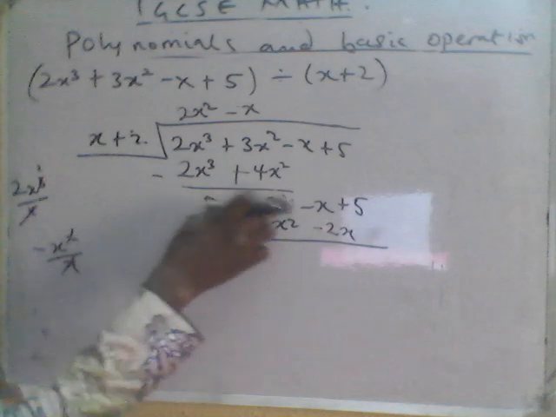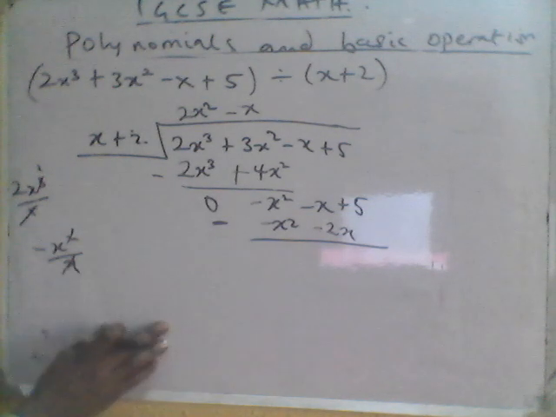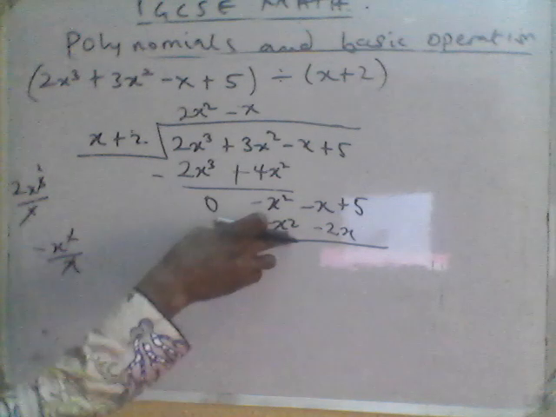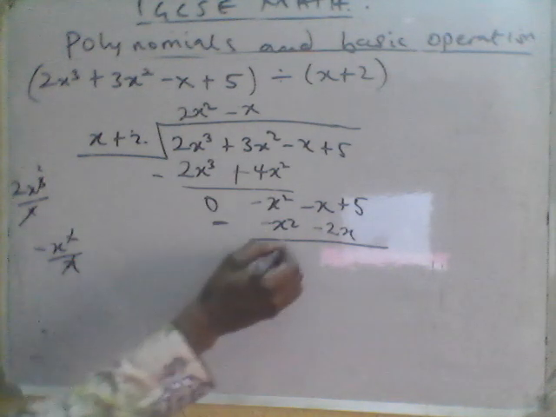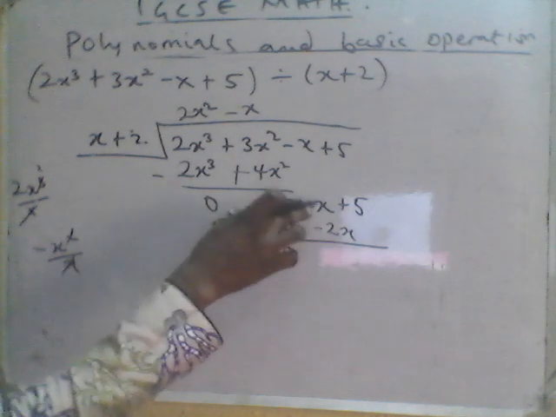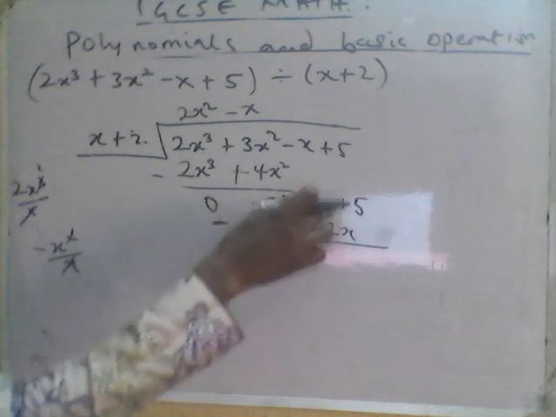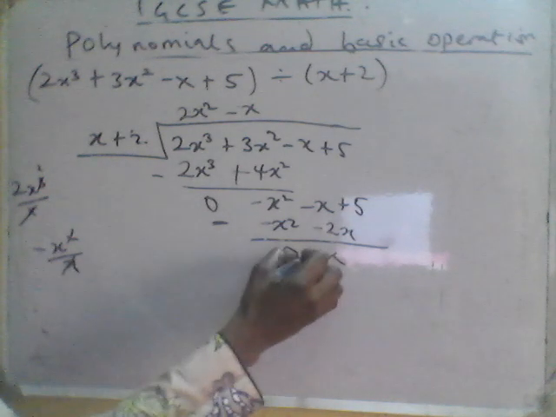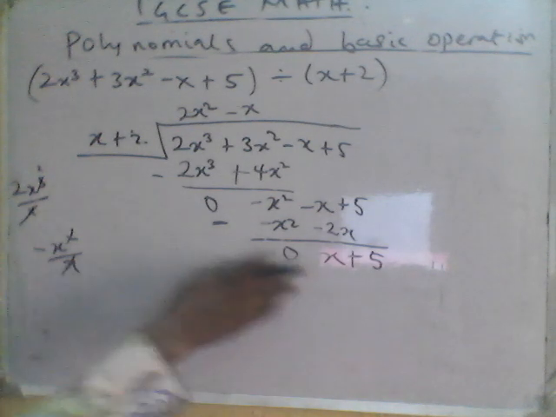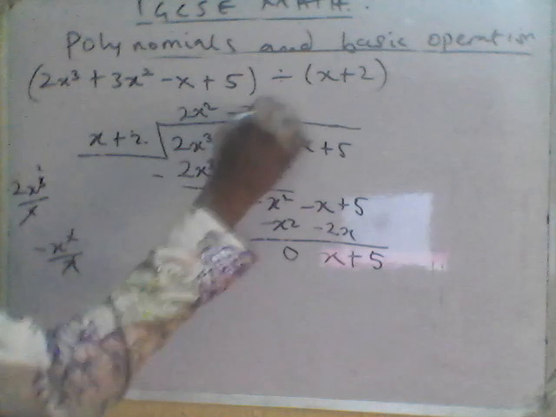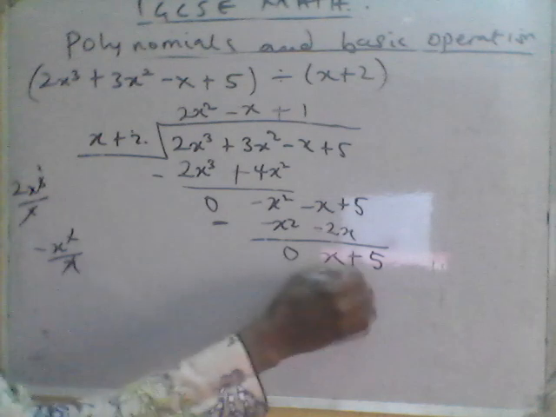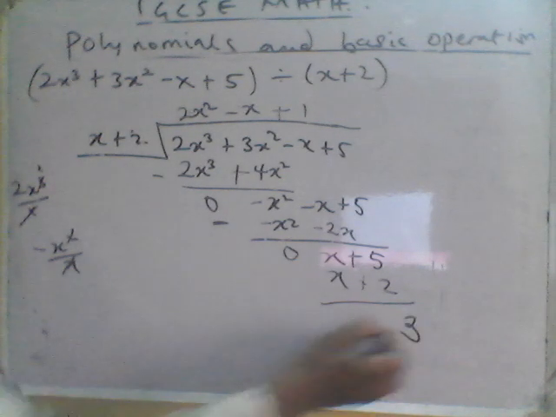So minus x squared minus minus x squared gives me 0, because minus minus gives me plus. And minus x minus minus 2x is minus x plus 2x. Minus x plus 2x gives me x, plus 5. This 5 I drop down. So this is what I have left. This x divided by x is 1. 1 times x is x. 1 times 2 is 2. So by the time I do the math here, I have 3. So this is the remainder.